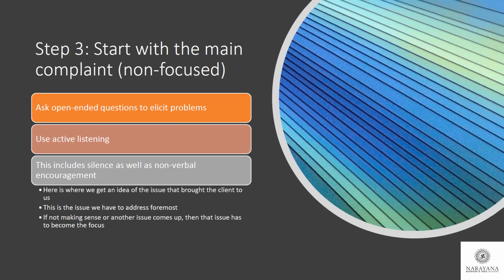As they start talking to you and explaining their problems, you will know what their most important issue, the chief complaint, is. So that becomes the issue that you need to focus on first, what you need to address first. If it doesn't make too much sense, or if something else comes up, then you can decide accordingly. So as they talk to you, you can figure out what the chief complaint is, right?